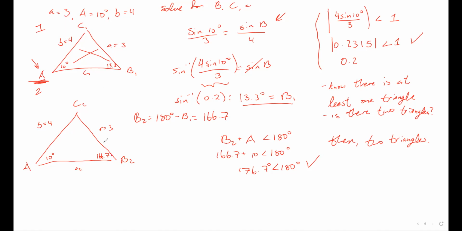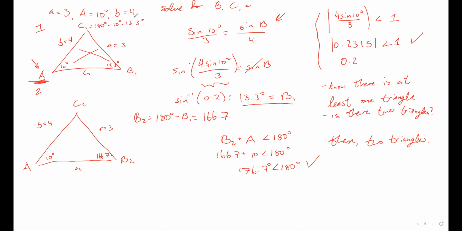All right, so let's start with the first triangle. We'll start with solving everything there, and then we'll solve everything in the second triangle. Okay, so how do you think we can solve for C1? So it would be 180 minus 10 minus 13.3. Perfect. Yeah, that's exactly right. So we can just solve for it in that manner.